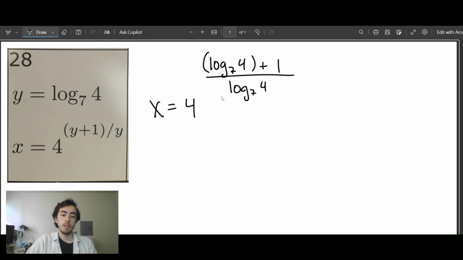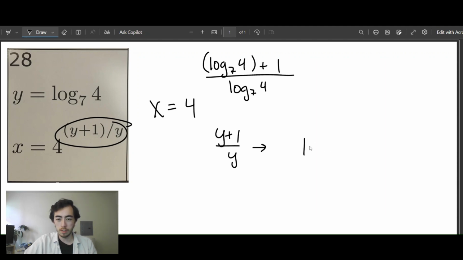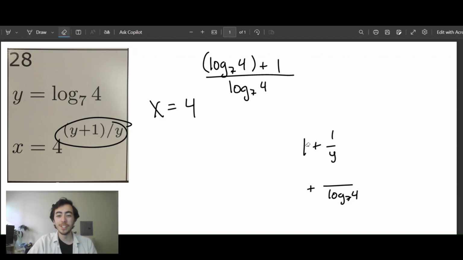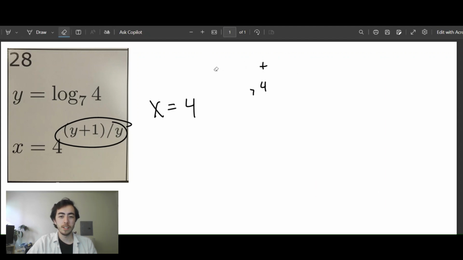This looks kind of gross, honestly. Maybe I could have rewritten this fraction. It's like y plus 1 over y. That is the same thing as 1 plus 1 over y. So like 1 plus 1 over log base 7 of 4. This could be my exponent. I don't really like it though, honestly, because I don't really know what to do with that. Let me try something else actually.